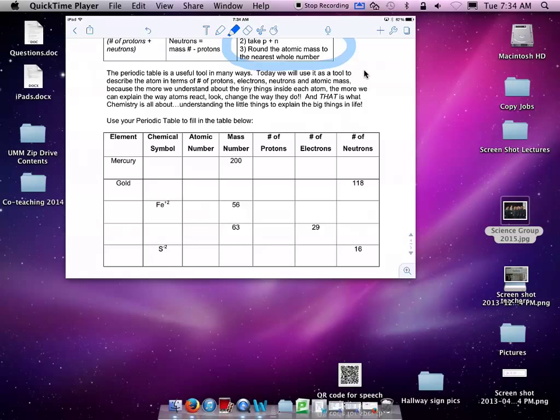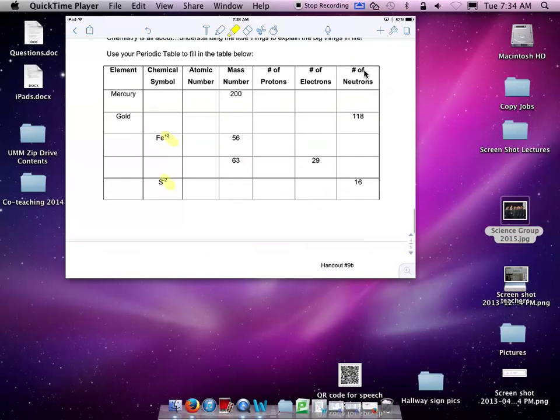So what I want you to do now is use your periodic table to fill in the stuff below: element, symbol, atomic number, mass number, protons, electrons, and neutrons. And I do want to point out something really quick. Notice that these two are the same idea, but they have a plus or minus charge. So that's possibly going to affect how you fill them in for just one of them. All right, and let me give you a little hint to help you.